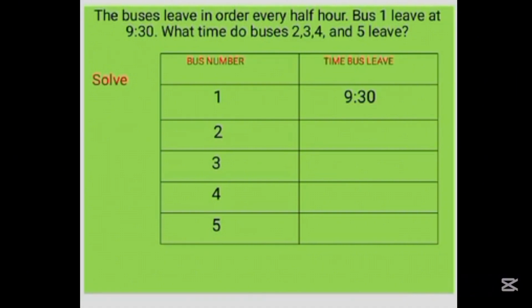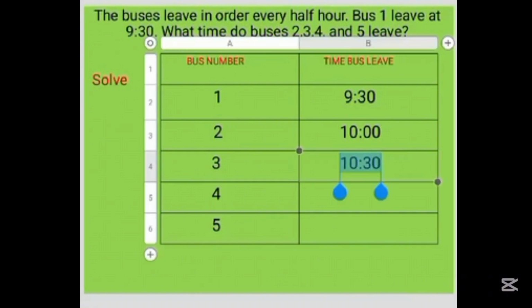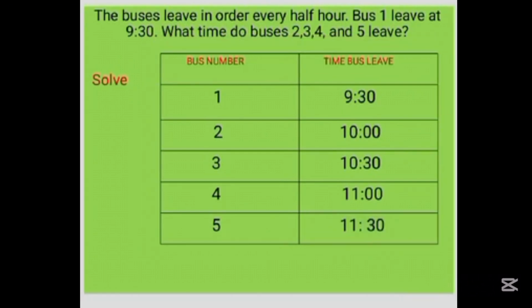Sabi, the bus leave in order every half hour. Half hour. Kapag umaalis ang bus kapag half hour, kaya sa sunod ng 9:30 ay magiging 10. And sunod sa 10, half ulit na hour, and magiging 10:30. Next, magiging 11, then 11:30. Ganyan. Dahil every half hour umaalis yung bus, kaya naging ganito yung kinalabasan ng example.